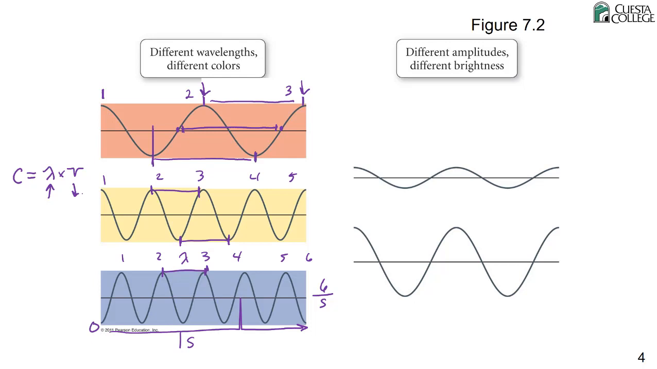The picture on the right shows different amplitudes. This is a set of waves or a set of photons with a low frequency, and this is a set of waves with a high frequency.